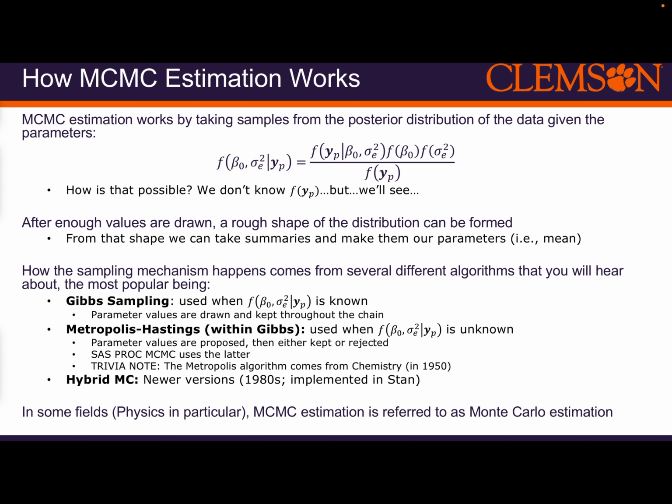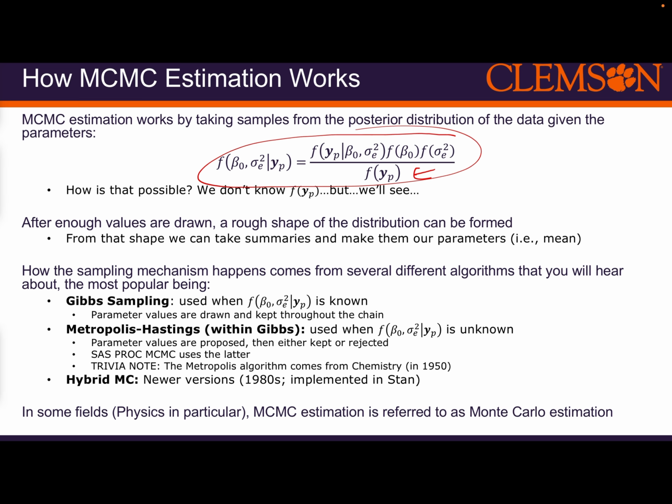How MCMC works is it basically takes samples from the posterior distribution of the parameters given the data. So again, we have this Bayes theorem thing to work with. We don't know what that is, but that's okay. We're going to find a way to work around that. After enough values are taken, a rough shape of the distribution can be formed. We're literally talking about a smooth histogram of these sampled parameters. And from that shape, we simply take summaries.